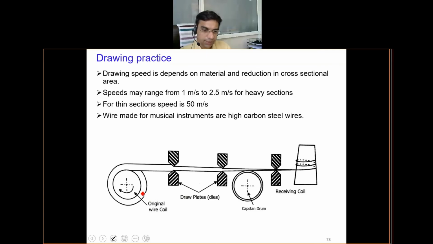Here you will see a typical arrangement of a drawing process where we have an original reel containing the original wire or the coil, and then this is being pulled through or drawn through these dies. This set of dies gradually reduces the cross section area of the product. At the other end we have a receiving coil which winds it again. As you can understand, since the cross section area of the product is going to get reduced, eventually the length will get elongated in case of the drawing process.